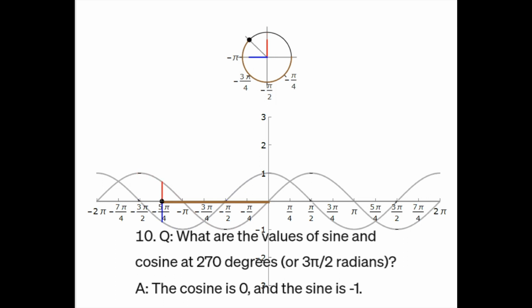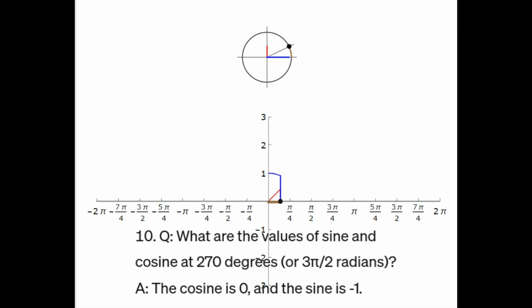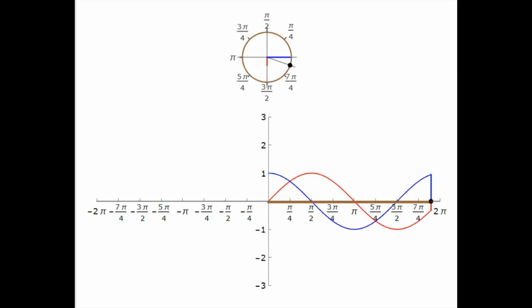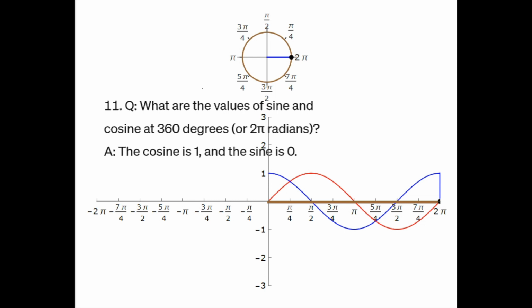What are the values of sine and cosine at 270 degrees, or 3 pi by 2 radians? The cosine is 0, and the sine is -1. What are the values of sine and cosine at 360 degrees, or 2 pi radians? The cosine is 1, and the sine is 0.